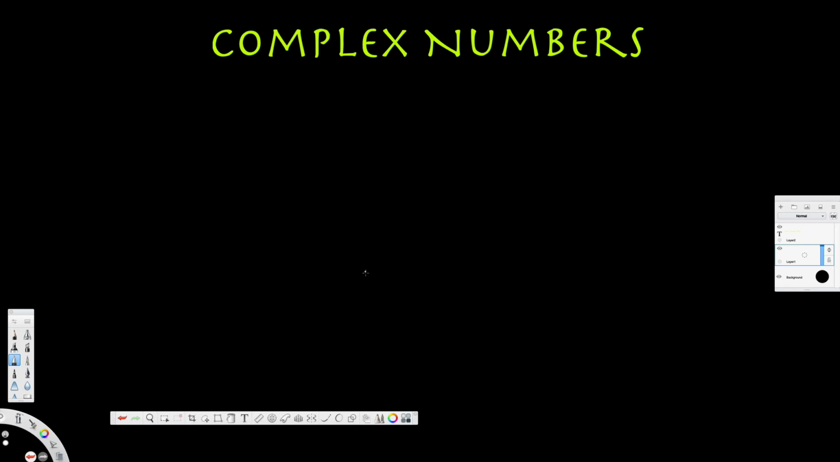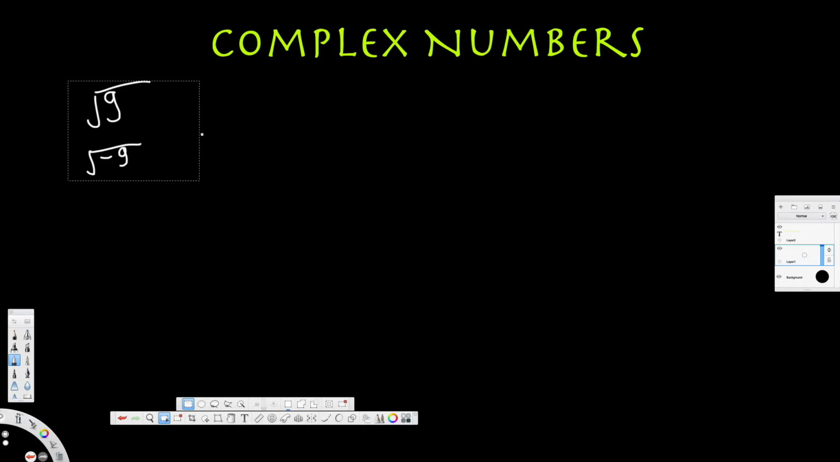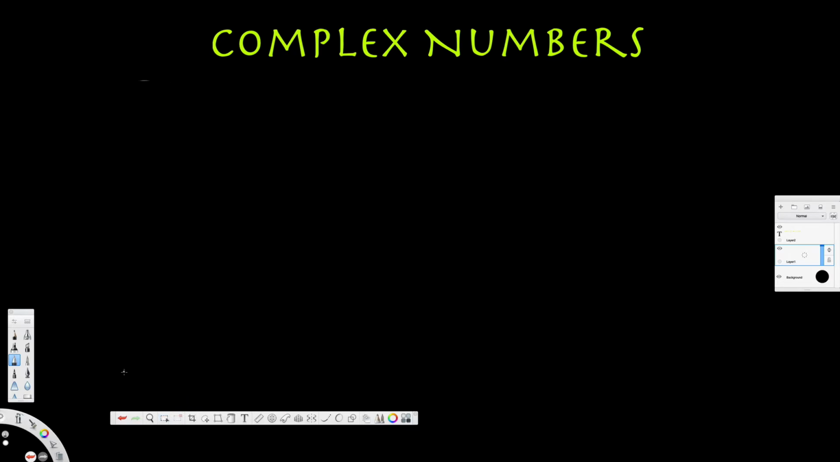This is my part 2 video of complex numbers. In my previous video I showed you numbers like 9, square root of 9, square root of negative 9. When we have squareable numbers, we have seen how to convert them into complex numbers. Now here we are going to see a little bit more difficult one. Let's go and see that one.